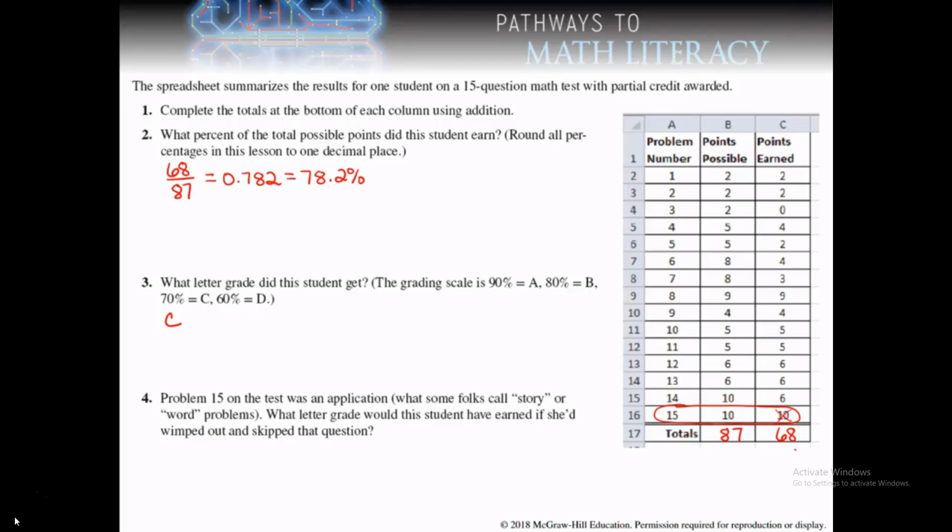Well, if she'd gotten 58 out of 87, that would have come out to 0.667, which is 66.7%. In that case, she would have gotten a D.